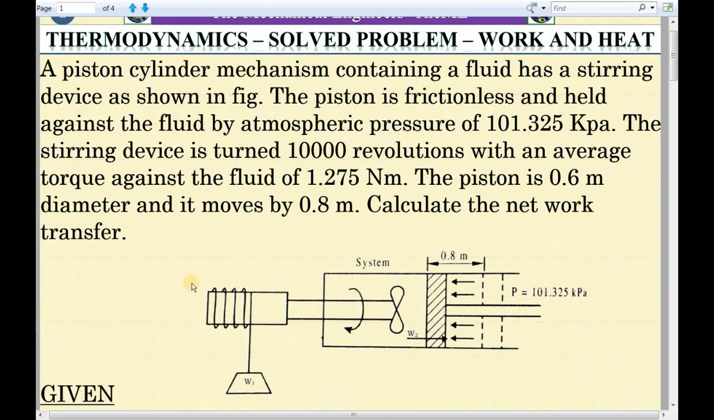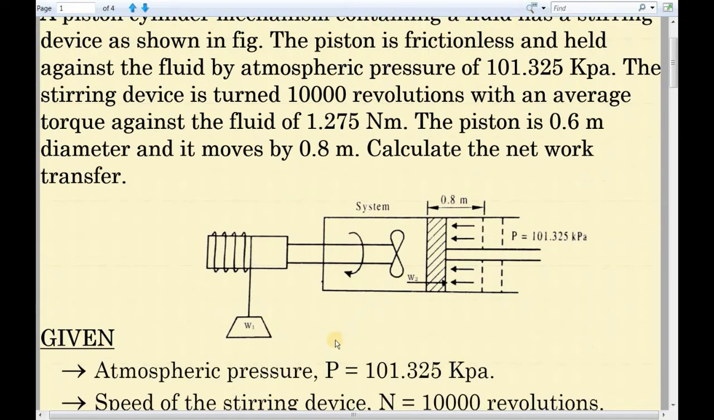Now I will analyze the question. There is a piston cylinder arrangement as shown in the figure. So this is the picture of the piston cylinder arrangement. The arrangement consists of piston, cylinder, fluid and steering device. The cylinder is the container and the finite quantity of matter inside the cylinder is the fluid. So the fluid will be considered as the system.